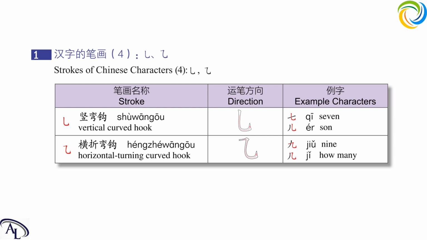Okay, let's see the example characters. So first one is 九, which means 9. We will first write a left turning, we learned before, and then a horizontal turning curved hook. Next one means how many, 几. It is the same. First a left turning and then a horizontal turning curved hook here. So these are the two strokes for today. One is 竖弯钩, vertical curved hook, and another is 横折弯钩, horizontal turning curved hook.